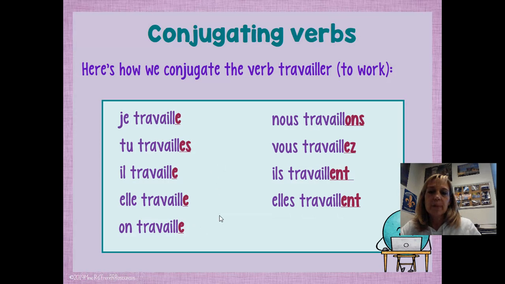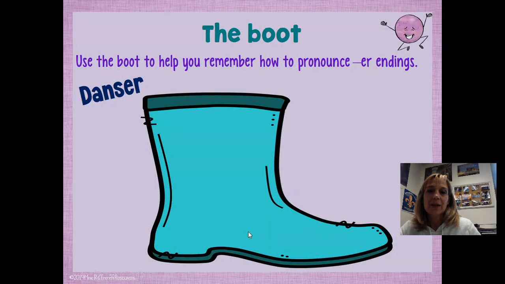So I want you to think about how these sound and tell me which ones sound exactly the same, even though they're spelled differently. Okay, so I'm going to say them again really quick. Je travaille, tu travailles, il travaille, elle travaille, on travaille. Nous travaillons, vous travaillez, il travaille, elle travaille. Think about that. And then let's look at the next slide.